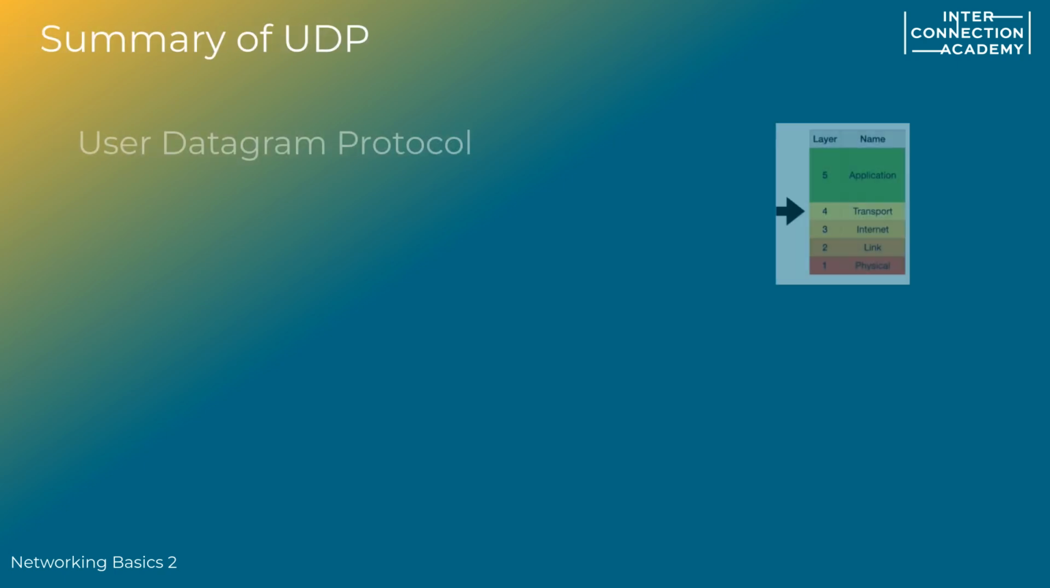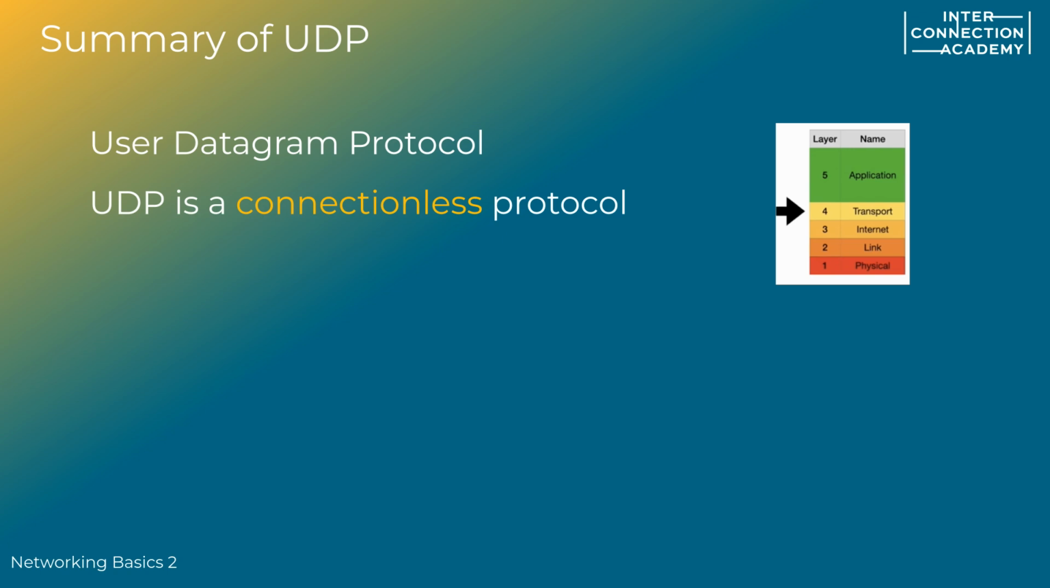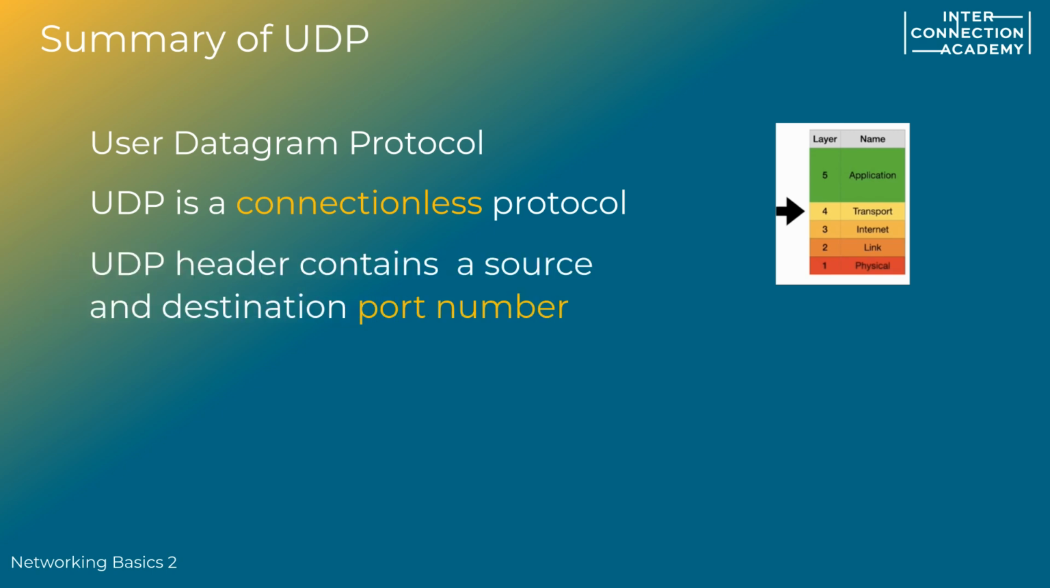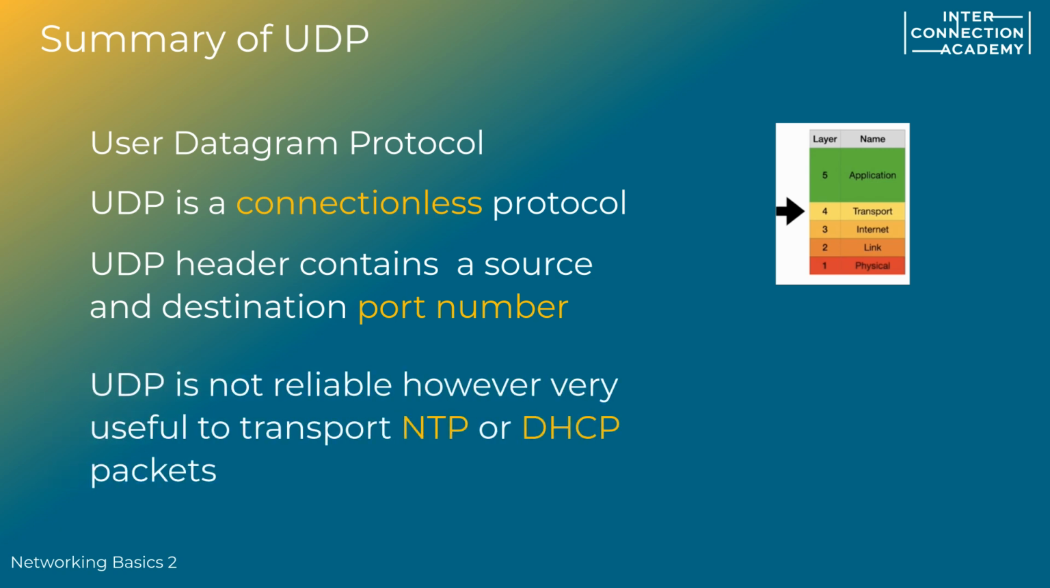To sum up, the User Datagram Protocol, UDP, is a connectionless protocol on the transport layer. UDP packets are also called datagrams. The UDP header contains a source and a destination port number. UDP is used when we do not need to confirm the reception of the data at the receiver, so it is very useful in the Network Time Protocol and the Dynamic Host Configuration Protocol.